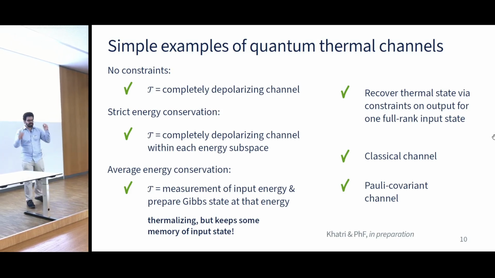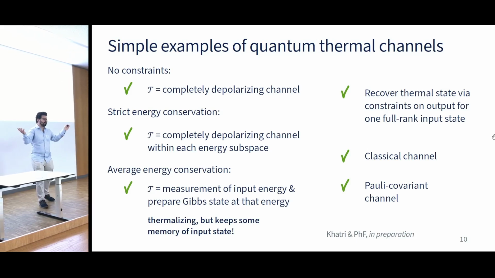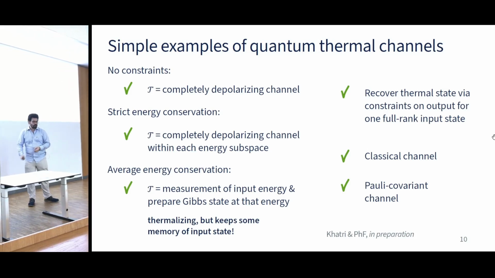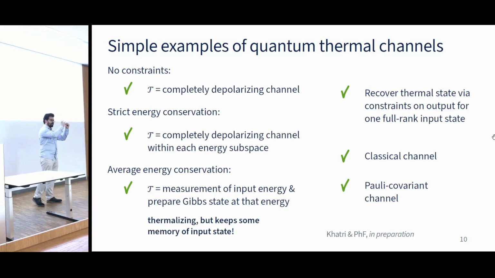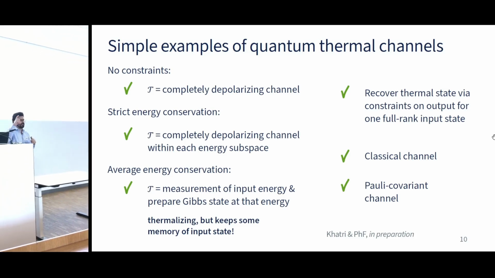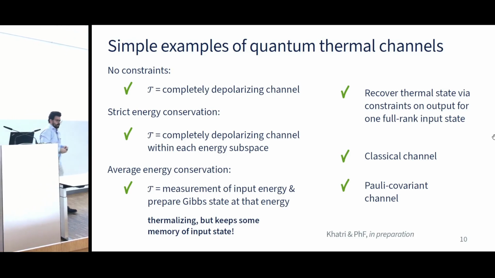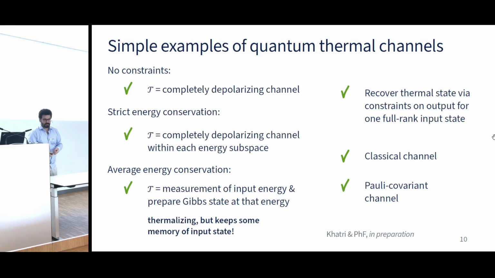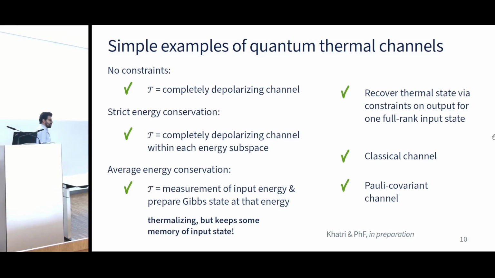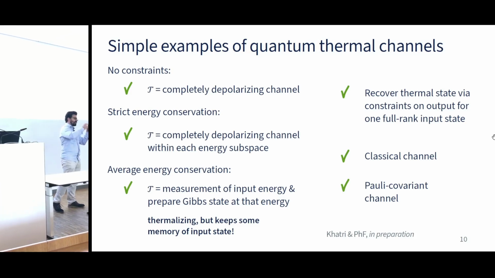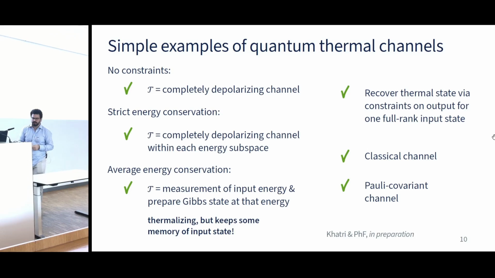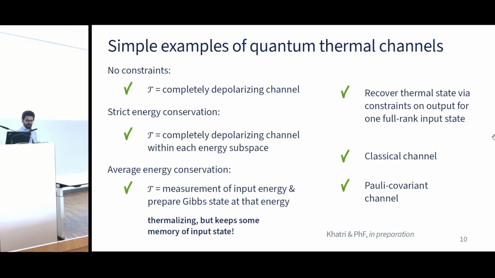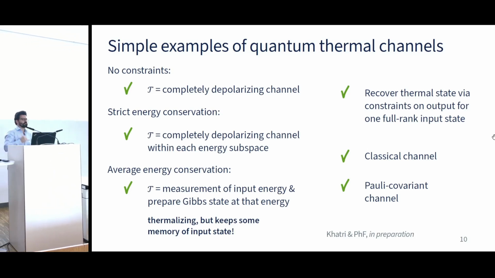You can impose things like strict energy conservation. That's a set of linear constraints. What I mean by that is that if a state lives within an energy subspace, then the channel has to output a state within that same energy subspace. And there we find that the corresponding thermal channel is the channel that is completely depolarizing within each of these energy subspaces. Something a little more interesting is if you demand average energy conservation.